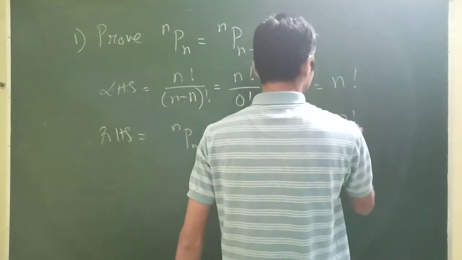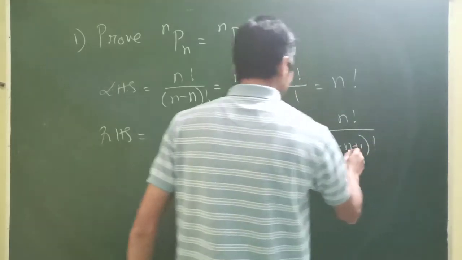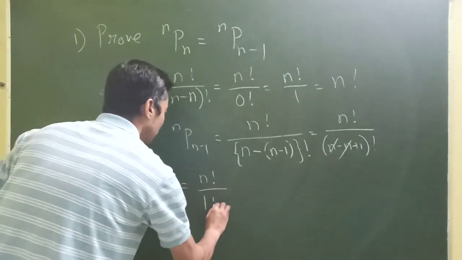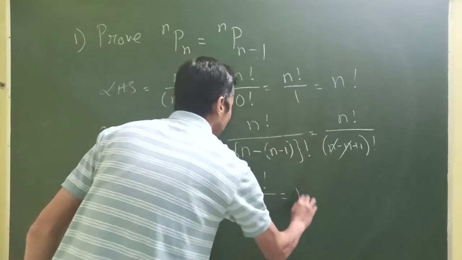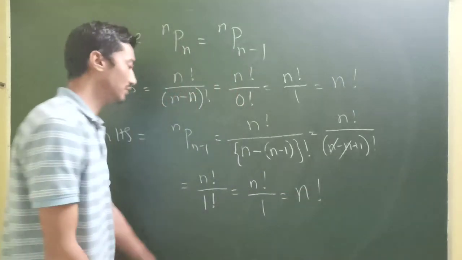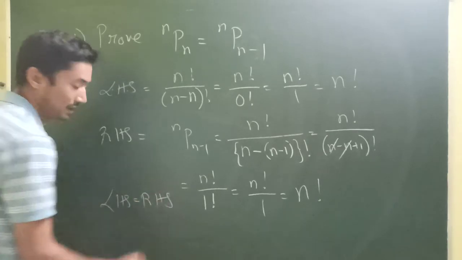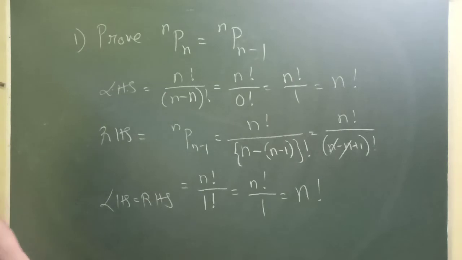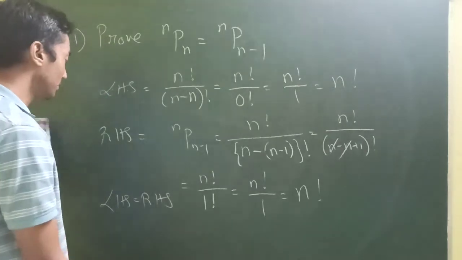So n factorial by (n minus n plus 1) factorial. The n cancels, you have n factorial by 1 factorial. That's n factorial by 1. So that is n factorial. So LHS equal to RHS, hence proved.